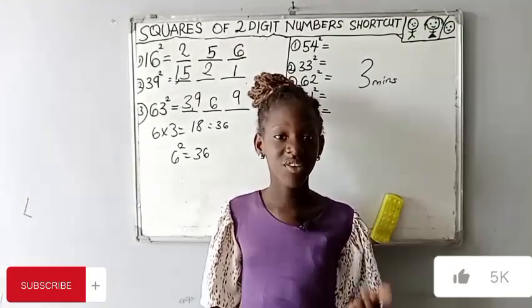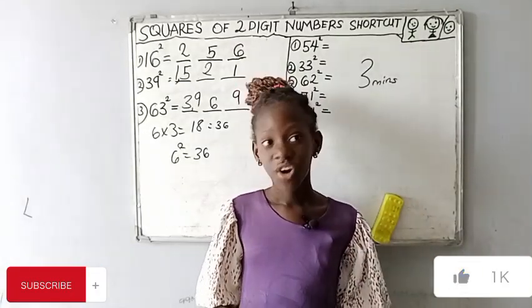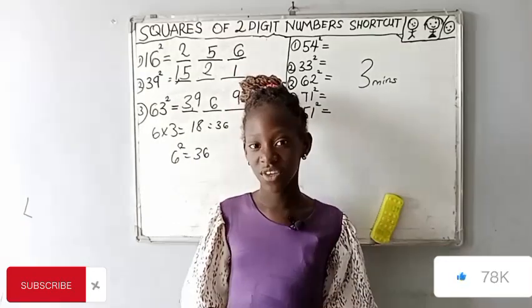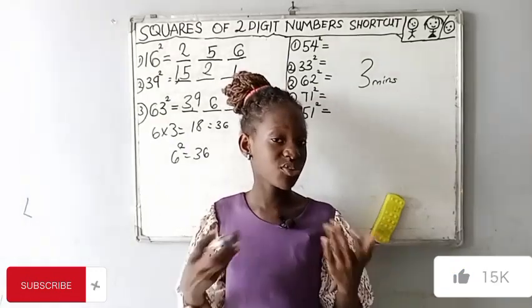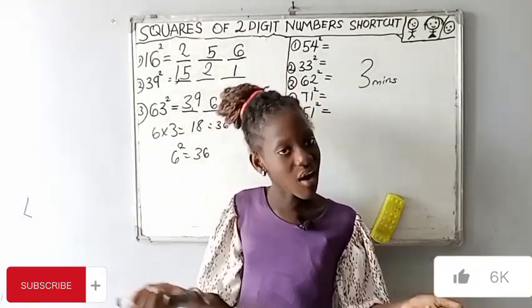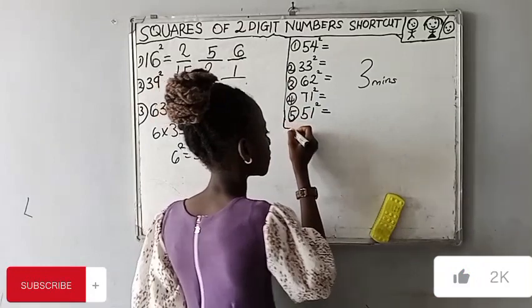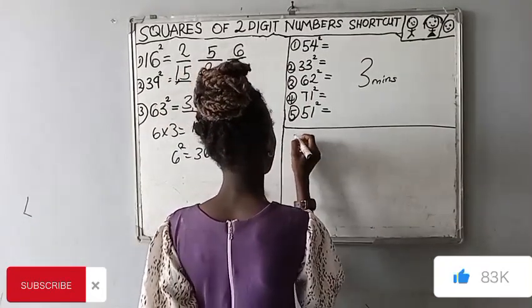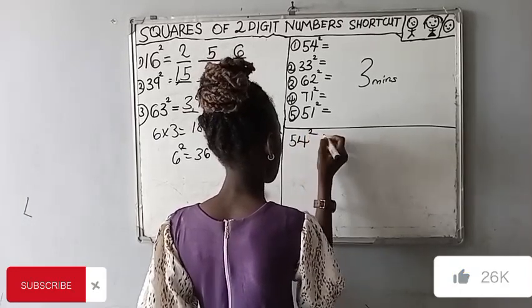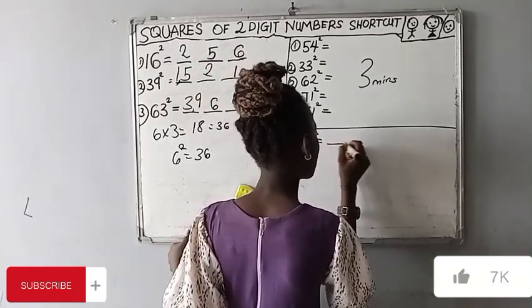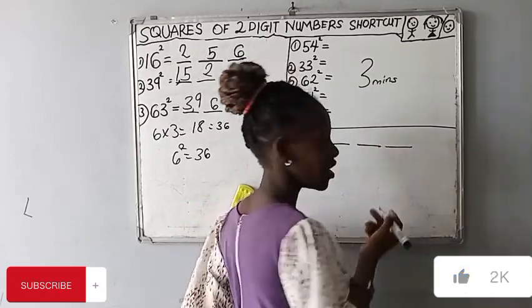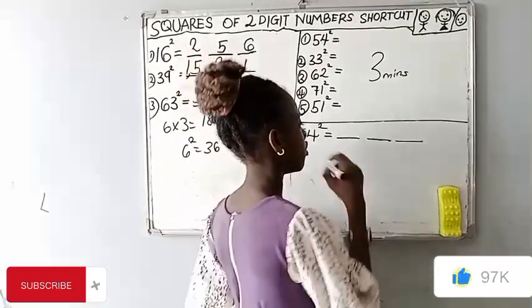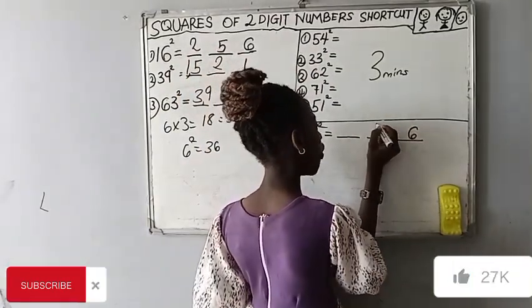I hope you solved these exercises, or you just wrote them on a piece of paper. For those who solved it, let me solve them so that you see whether your answer is correct or wrong. Number 1 question is finding 54 squared. Our first step is to write 3 dashes. Then find the square of 4. 4 squared is what? 16. Write a 6 and carry 1 over.